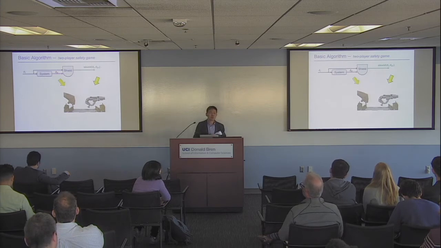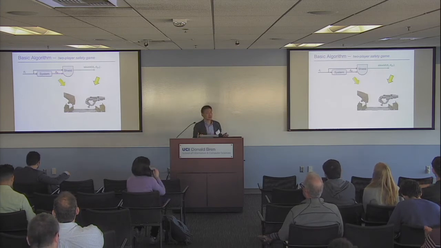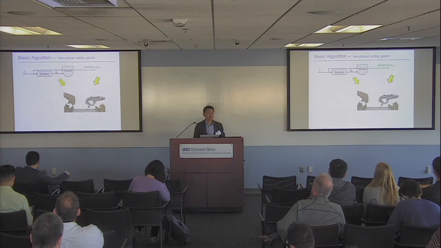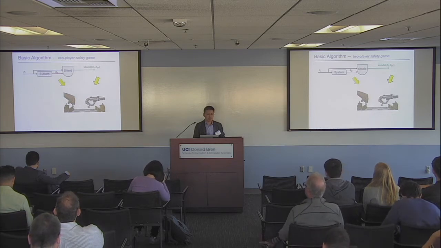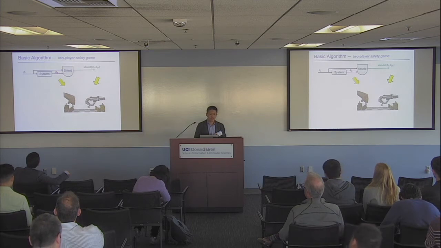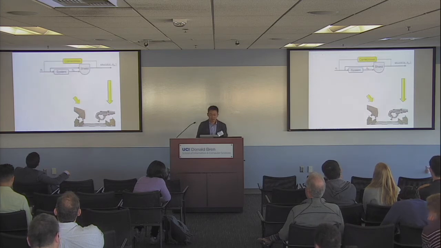Initially, we formulated this problem as a two-player reachability game, or safety game. We are assuming that this is the system, and this is the shield we want to generate. We assume that the system is a bad player. It may introduce arbitrary faults into the system. But this is another player trying to have some countermeasures. So we want to search for a winning strategy for this shield. If we find a strategy, that is the implementation of the shield. So that's the high-level idea.